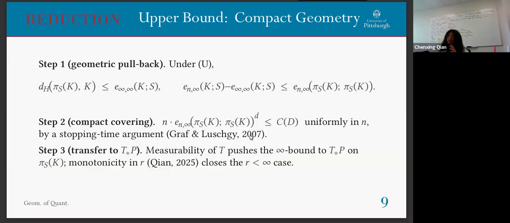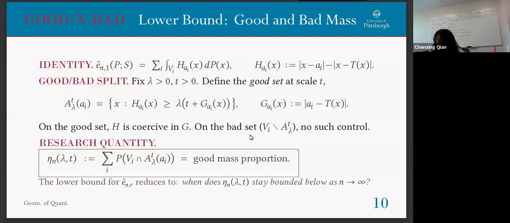So the narrative when we are doing the upper bound is to reduce the case to a smaller set pi sk, which is compact, and we can do that by a compact covering principle. And the lower bound is more subtle.